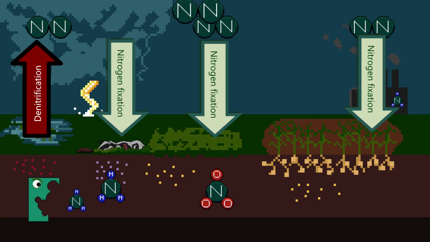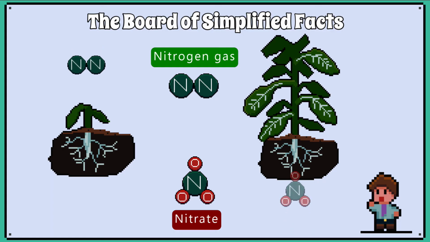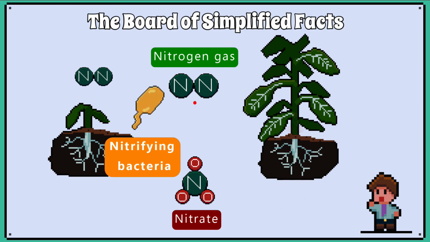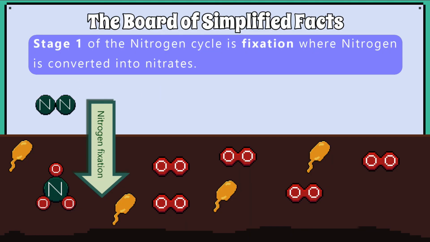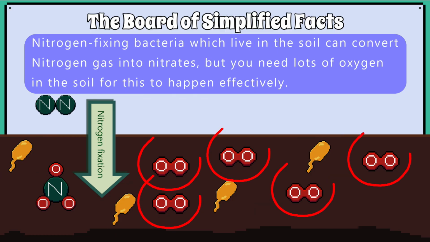The nitrogen cycle shows us how nitrogen moves between the atmosphere, soil, and organisms. Nitrogen gas in the atmosphere cannot be used by the plants, but luckily there are bacteria that can convert the nitrogen gas into nitrates, which can be absorbed by the plants because they are soluble ions. Stage 1 of the nitrogen cycle is fixation, when nitrogen is converted into nitrates and fixed into the soil. Nitrogen-fixing bacteria, which live in the soil, can convert nitrogen gas into nitrates, but you need lots of oxygen in the soil for this to happen effectively.